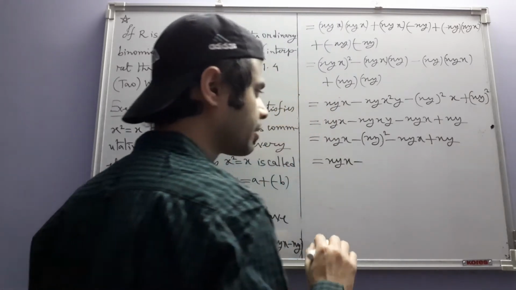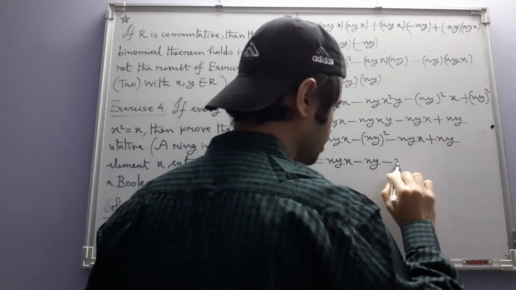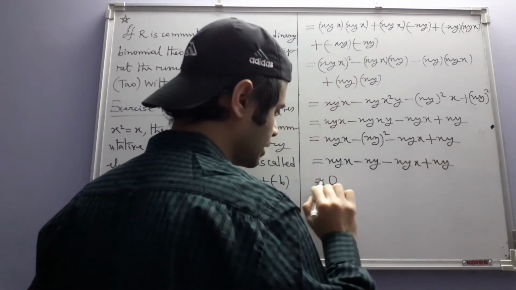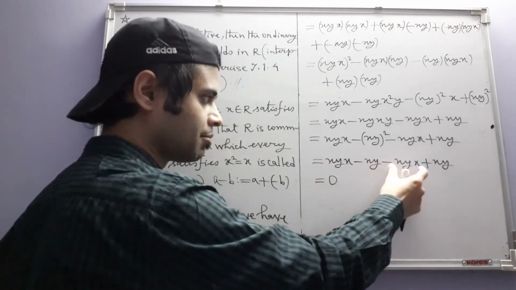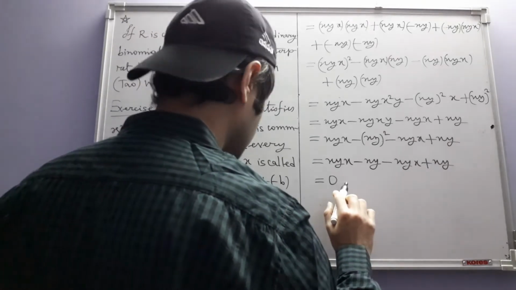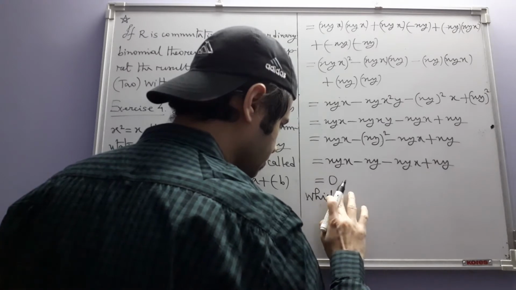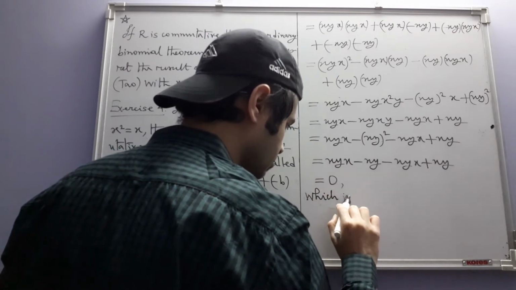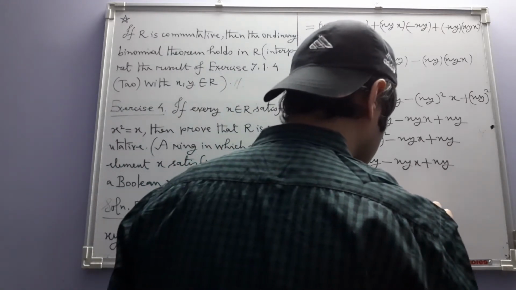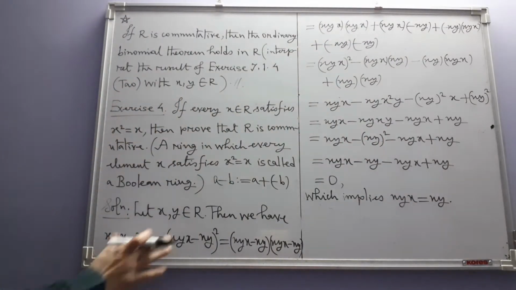Again, for the final term, we use the hypothesis, the square of every element equals the element itself. So you can see that this becomes 0: xyx minus xyx minus xy plus xy, which implies xyx is equal to xy, because this is equal to 0.